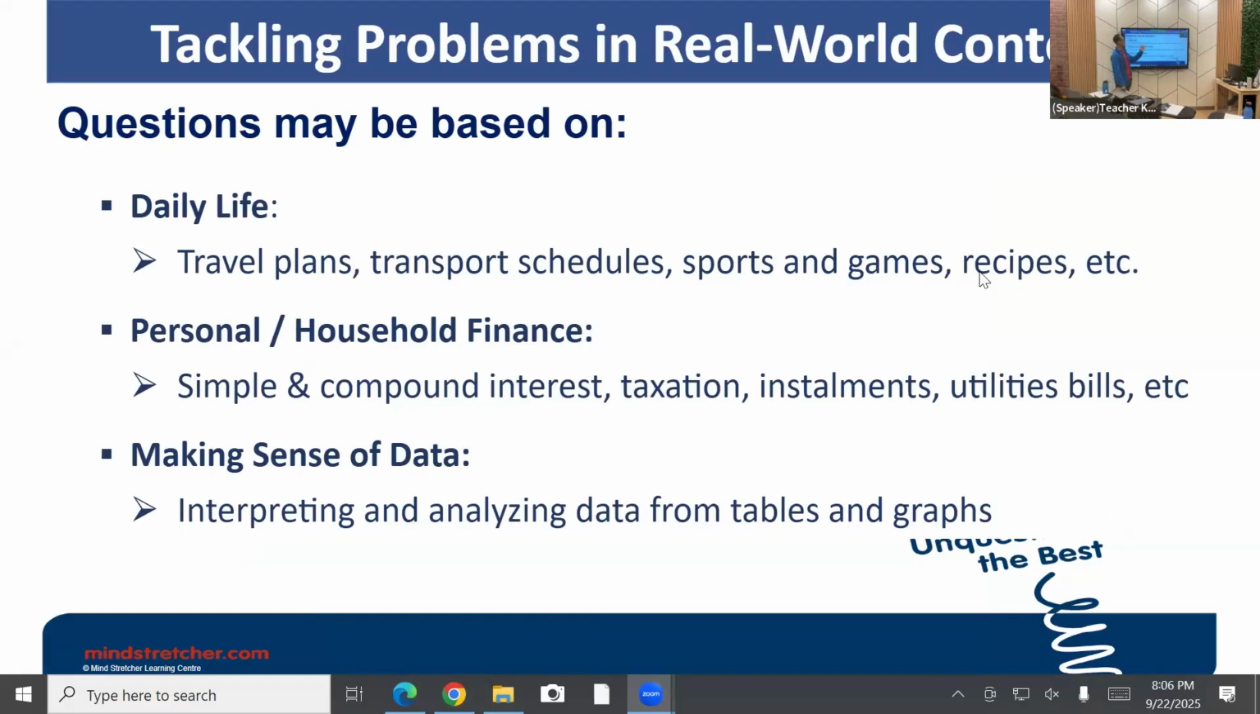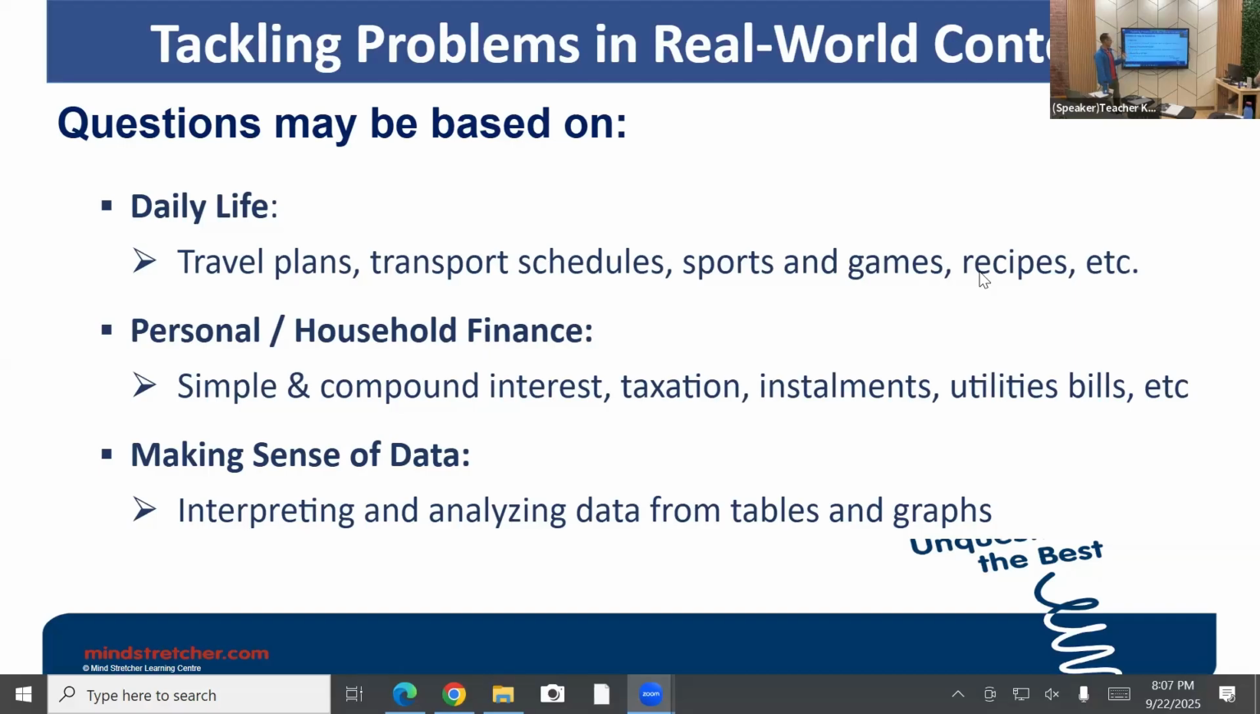Or it could be something like transport schedules, or related to sports and games, or recipes for those who want to bake cookies or cake, right? Maybe this person has a small business and wants to bake a certain number of cookies to sell to her friends or some customers, so she will need to know how much of each ingredient she needs. Another one could be based on personal or household finance, such as simple and compound interest, taxation, installments, utility bills, or even your telecoms phone bills, your mobile phone, right?